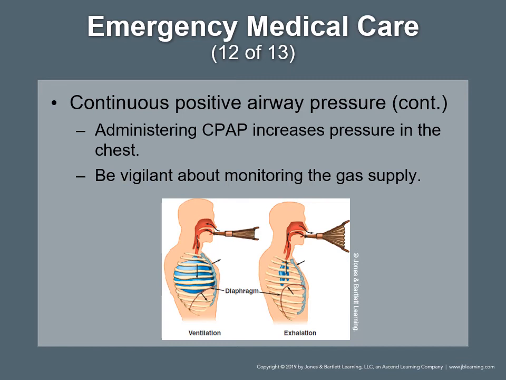If the patient's blood pressure is already low, too much CPAP can stop venous return to the heart and cause a sudden decrease in blood pressure. CPAP can turn a simple pneumothorax into a tension pneumothorax in only a few breaths. Be vigilant about monitoring the gas supply. Don't struggle with a patient who is unwilling to use the mask. It is critical to recognize a deteriorating condition and be prepared to move to the next step.